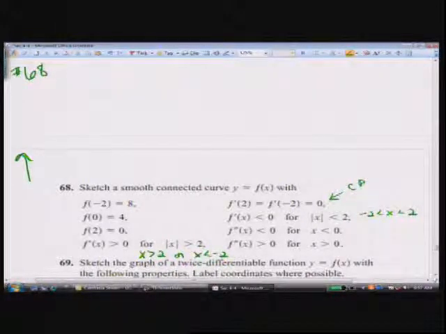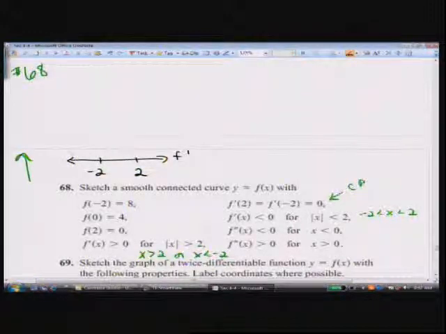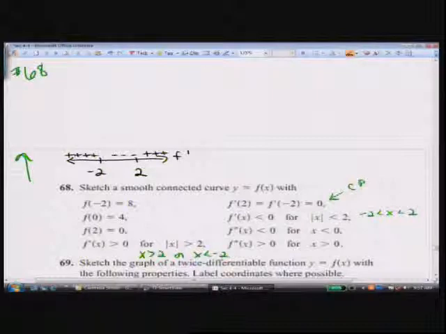All right, so let's just draw some number line information. Our first derivative number line has the points -2 and 2 on it. And we know that it's positive when it's greater than 2 and less than -2, and it's negative in the middle, which means that the original function is increasing, decreasing, increasing.